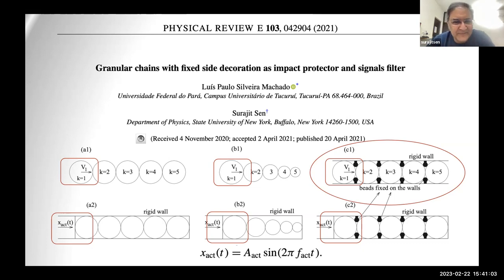It turns out that they have some interesting applications, and the applications sit in the domain of sound absorption and so on and so forth. So we studied these three systems. First is the monodispersed chain, second is the tapered chain, and third is the same system as in C1 above in red circle, but now you have these frozen interstitial grains. In other words, this extra factor that can make it much more hesitant to transfer energy easily. So with that, let me move on if I can.